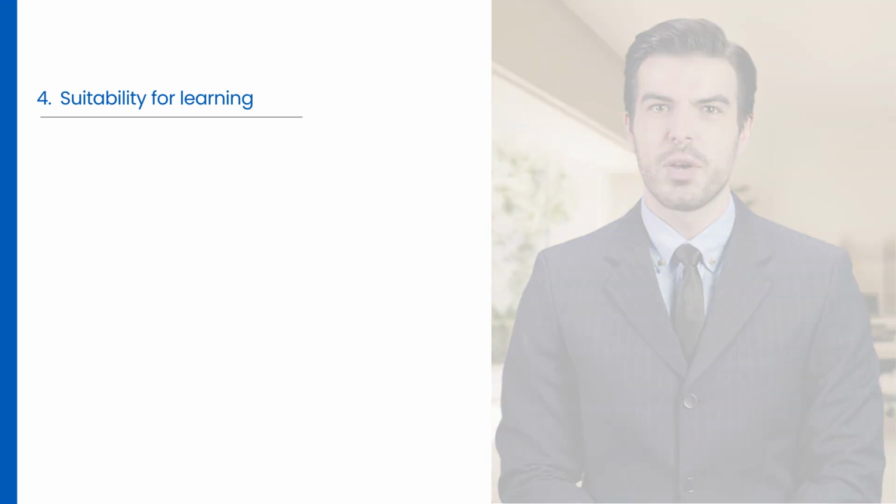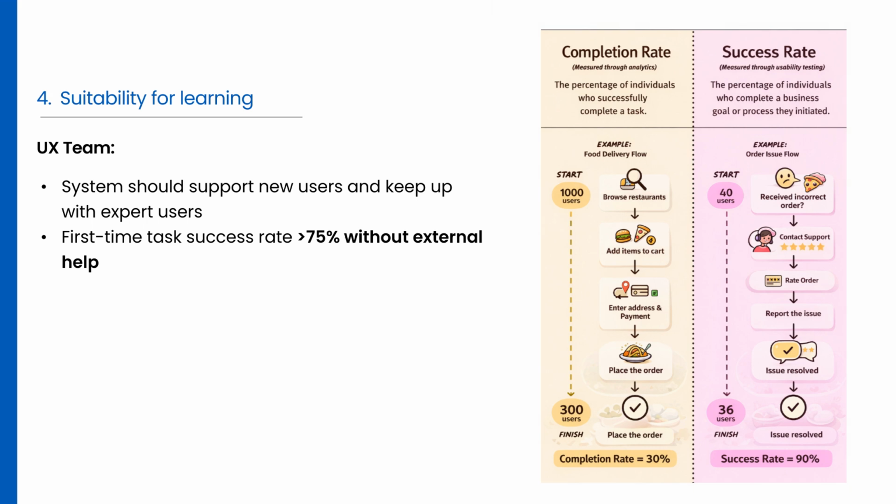Suitability for learning must ensure that new users can easily understand the system, while experienced users can work faster over time. The UX team must design the system to support both beginners and experts. For example, a new user should be able to complete a task like placing an order without external help, at least 75% of the time, using clear onboarding and guidance.